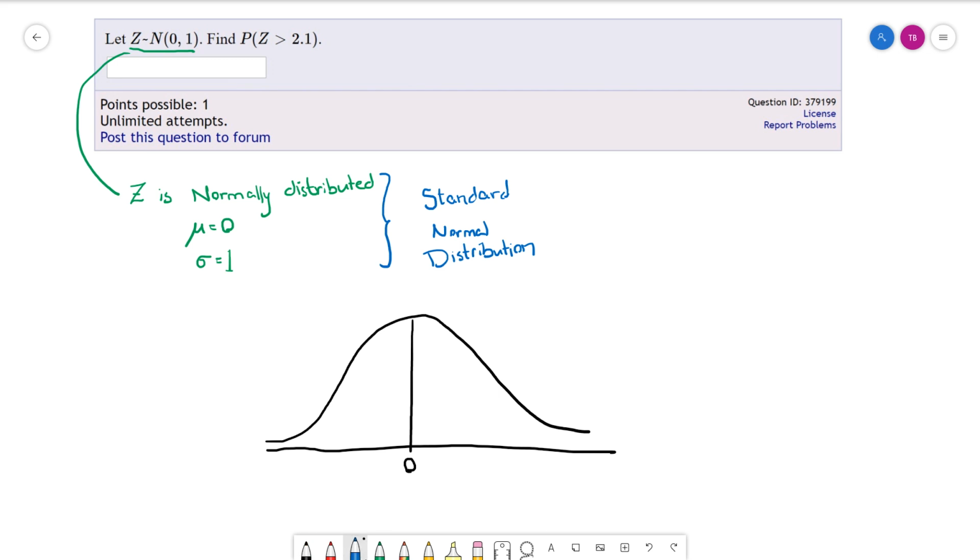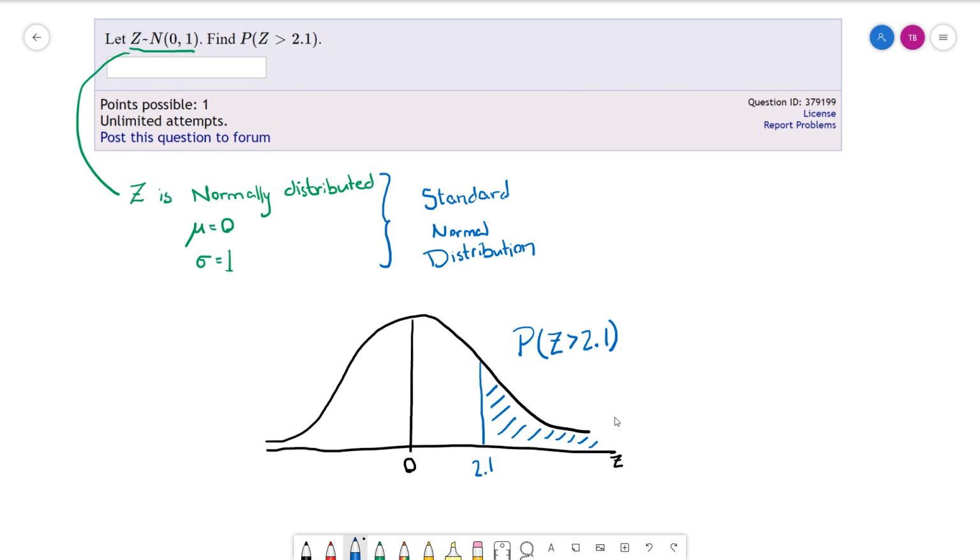Where's 2.1? That's bigger than 0, so I'm going to draw it over here. And we want the probability that z is bigger than 2.1. So the portion of this that's bigger than 2.1 is to the right of 2.1, right? This axis right here is the z-axis. That's where the z's are bigger than 2.1. So the probability that z is bigger than 2.1 is the area to the right of 2.1 underneath this normal curve.